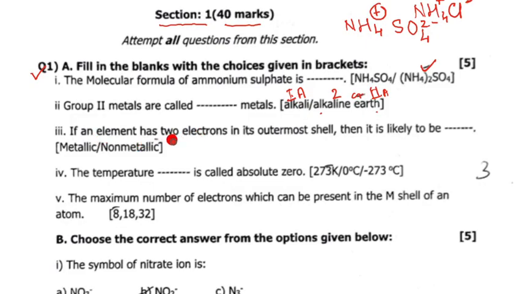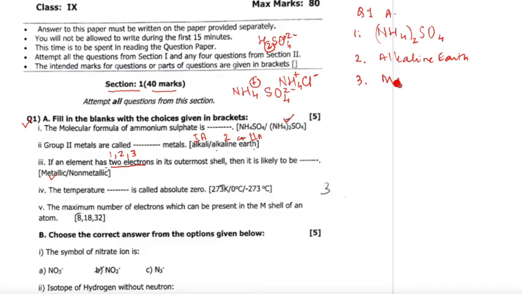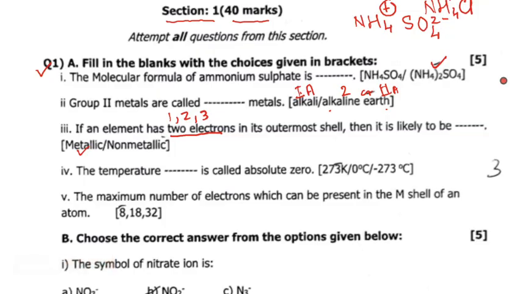We come to the third one. If an element has 2 electrons in its outermost shell, then it is likely to be a metal or a non-metal. Now the element has 2 electrons. Now remember, the elements with 1, 2, 3 valence electrons become metals. So this is definitely a metallic.